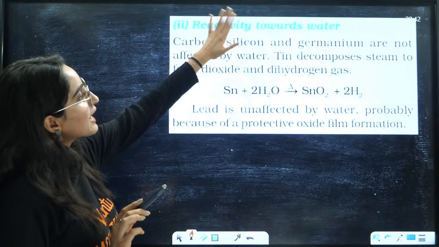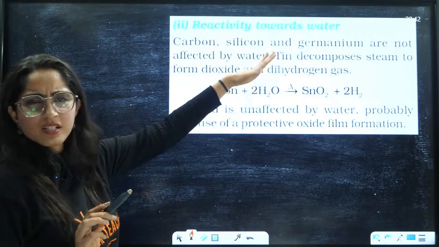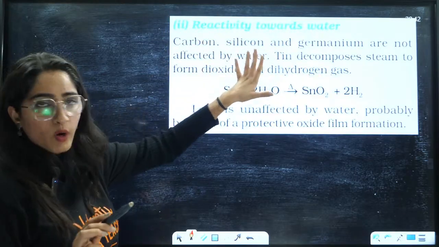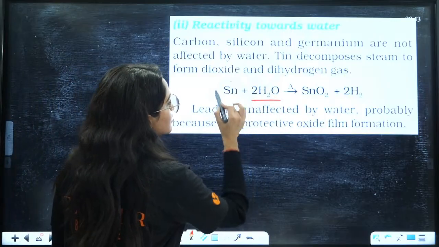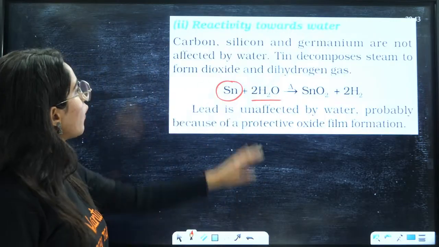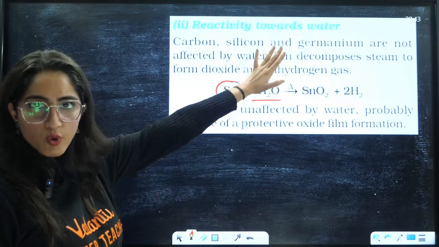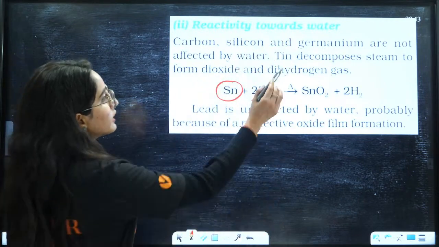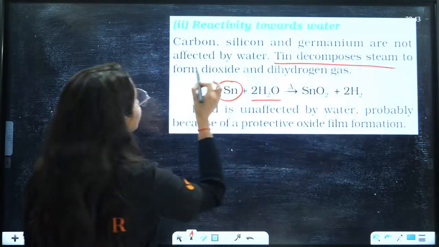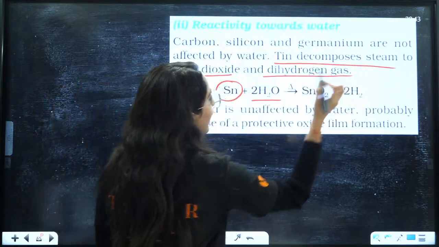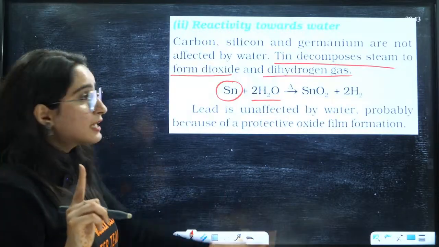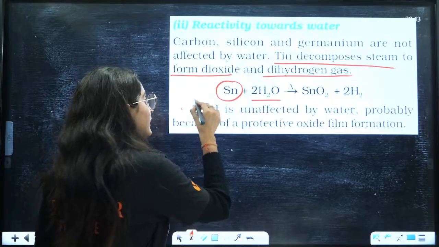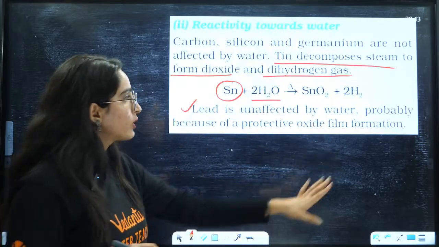Now, reactivity towards water. The reaction is not very important. Carbon, silicon, germanium are not affected by water, right? They have no reaction with water, but tin has a reaction. Now, a very important line here: tin decomposes steam to form dioxide and dihydrogen gas. Tin will need high temperature with water. But lead is unaffected by water.